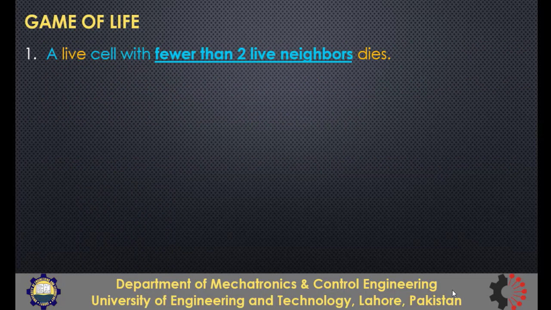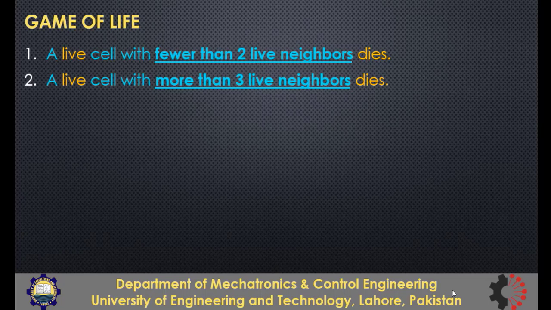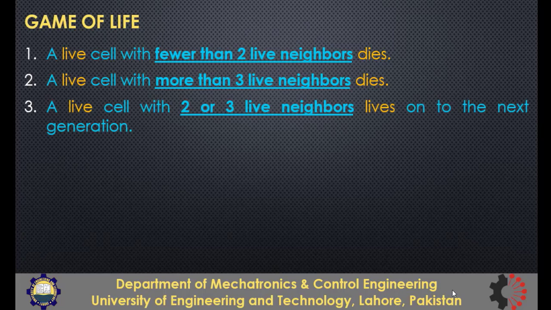Now here are the rules by which a cell can change its state. A live cell with fewer than 2 live neighbors will die in the next generation. Also, a live cell with more than 3 live neighbors will die in the next generation. So it means a live cell will remain alive in the next generation if it has exactly 2 or 3 live neighbors.